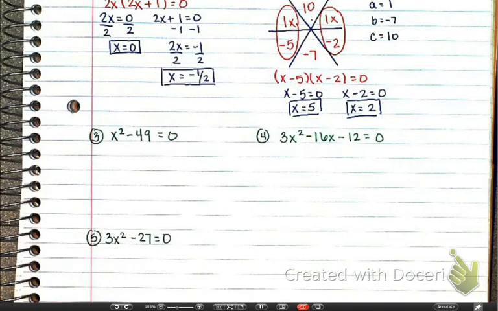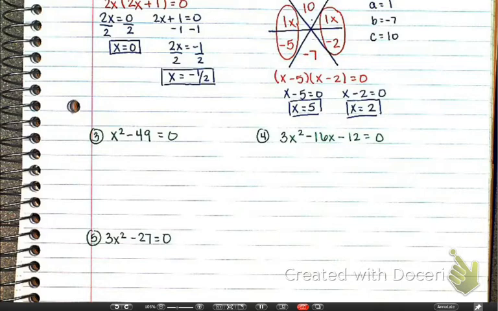Number 3. Someone tell me what they did for number 3. What did you notice about number 3? There's no B. Okay, so we only have 2 terms. Did you check for a GCF? Everyone should be saying yes. Was there one? No? Okay, so what's my option after that? I can do the super X.